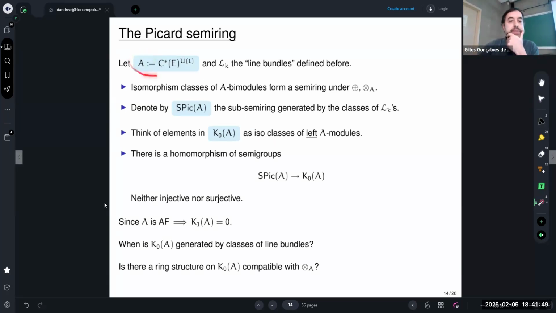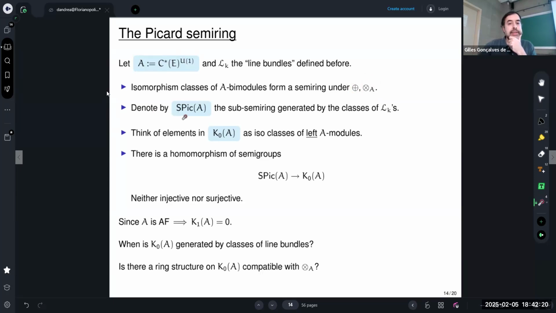From now on, my algebra A is the AF core of a graph C*-algebra. L_k are the line bundles that we defined before using this grading. And if you take not just modules, but A-bimodules, they still form a semi-ring, at least isomorphism classes of bimodules form a semi-ring under direct sum and tensor product. Semi-ring because, like when you construct K-theory, you don't have inverses.